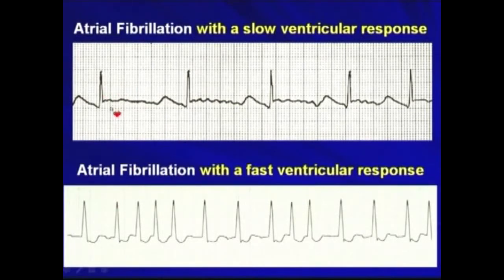Here are two examples of atrial fibrillation. The upper one is atrial fibrillation with a slow ventricular response. You see here the ventricular rate is very slow, less than 60 beats per minute. But sometimes atrial fibrillation can present with a fast ventricular response. You see here the ventricular rate is much faster than the upper one.